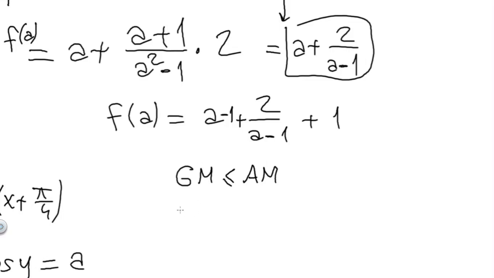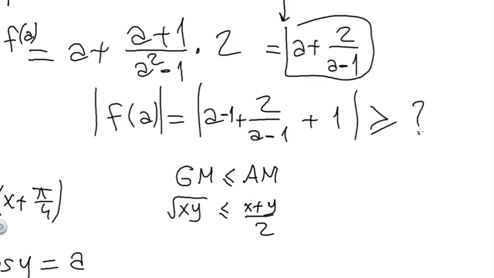And so GM for two values x and y is just the square root of xy, and this is always less than or equal to AM, which is just x plus y over 2. And why can I use this? Because I want to see that the absolute value of this thing is greater or equal than something, right? Because I want the minimum of it. And indeed, I have an addition of some stuff, and I'm going to see whether it is greater or equal than something. I also know that the inequality holds with equality when x and y are the same, okay? If x is equal to y, this will be equal.